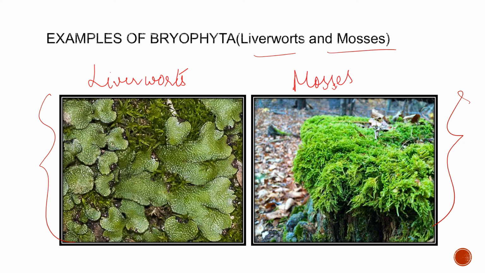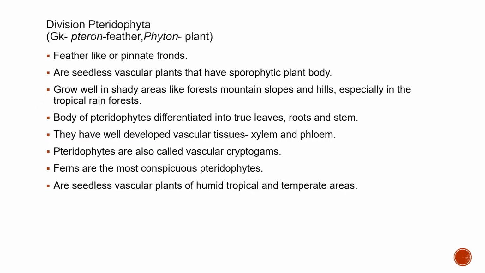Now moving to the next one, that is Pteridophyta. Now Pteridophyta, as the name suggests, what does the word pteron mean? The pteron means feather, so the plant will be feather-like, and the phyton means plant. We all know that. Now feather-like or pinnate fronds, that is the main characteristic. They are having pinnate fronds or they are feather-like.